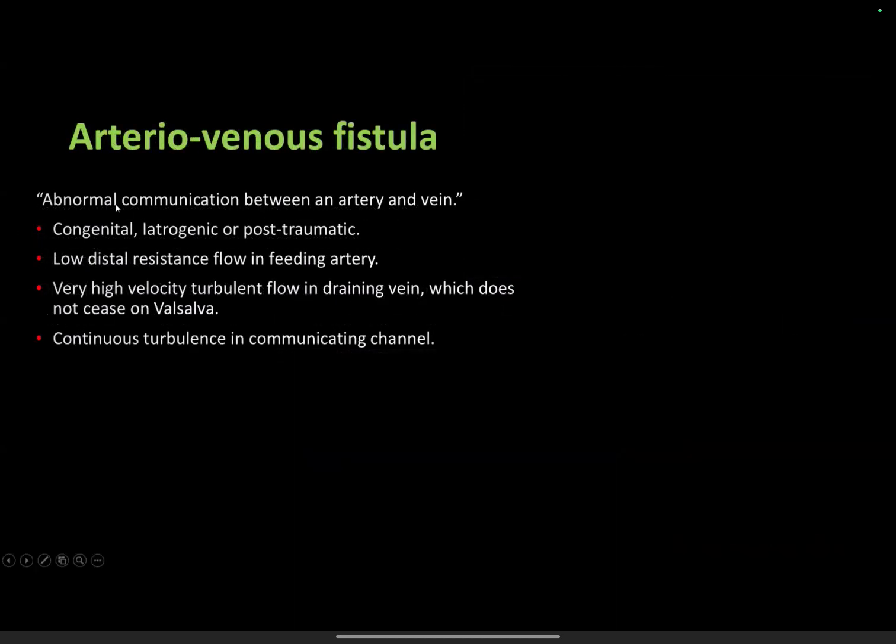Now, AV fistulas are basically abnormal communication between the artery and vein. They can be congenital, iatrogenic, or post-traumatic. So there is low distal resistance flow in the feeding artery. The feeding artery will become low resistance because it is communicating with the venous channel, which is a low resistance channel. And we appreciate very high velocity turbulent flow in the draining vein, which does not cease on Valsalva. There is no Valsalva change in the draining vein. And we can see continuous turbulent high flow in the communicating fistulous channel.